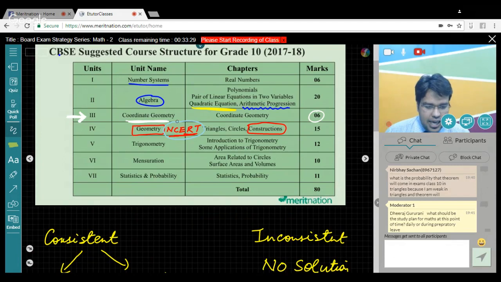What should be the study plan for maths at this point of time, daily or during preparatory leave? Dheeraj, your question is like a subjective question. It depends. Dheeraj is basically asking what the study plan for maths should be at this point of time. Basically, should we study daily, or shall we just take up maths in those 5 preparatory leaves?